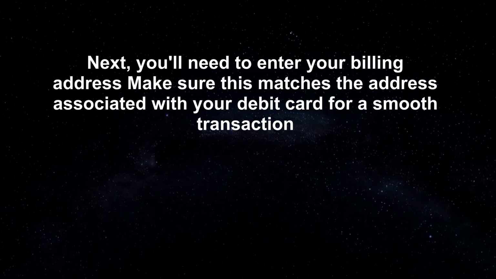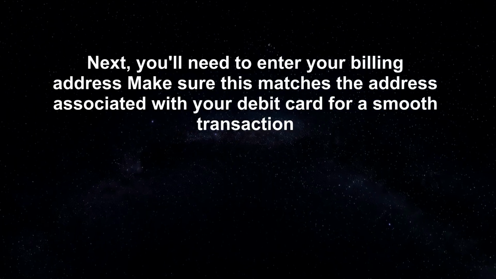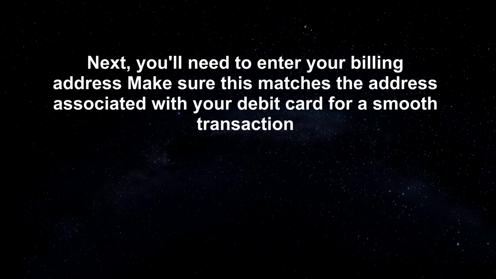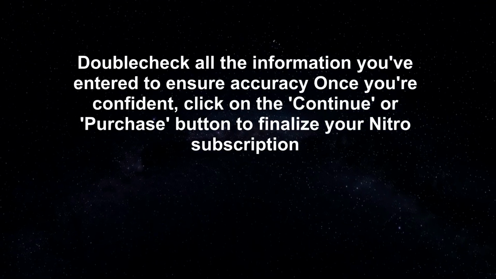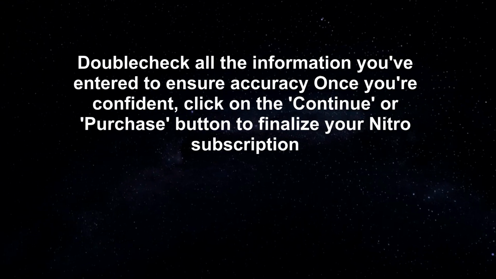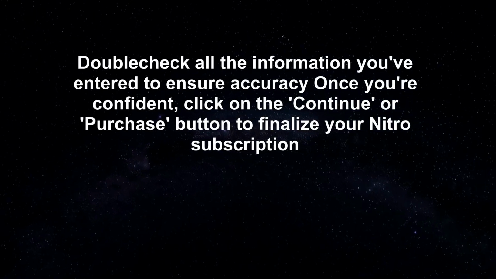Next, you'll need to enter your billing address. Make sure this matches the address associated with your debit card for a smooth transaction. Double-check all the information you've entered to ensure accuracy. Once you're confident, click on the Continue or Purchase button to finalize your Nitro subscription.